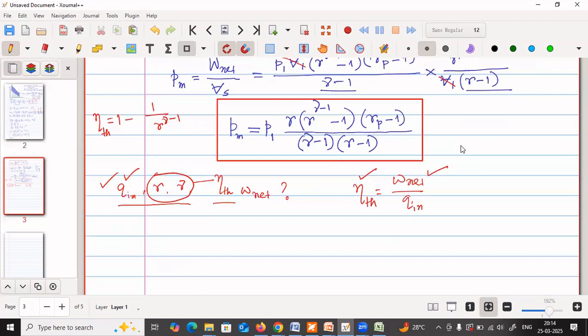Okay. Now we will move towards the next cycle, that is the diesel cycle.